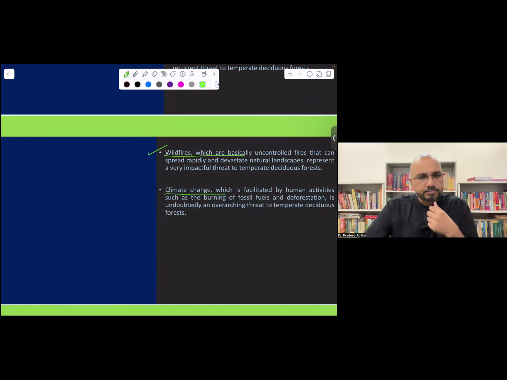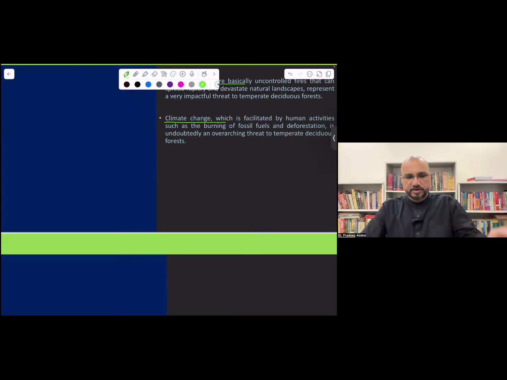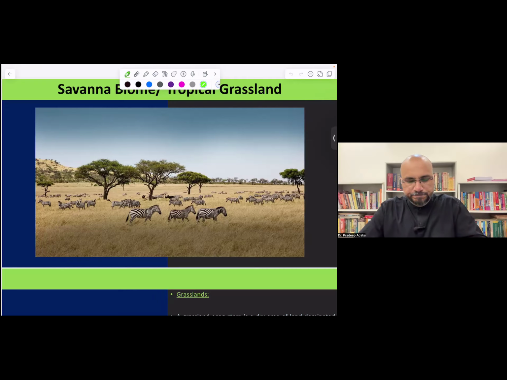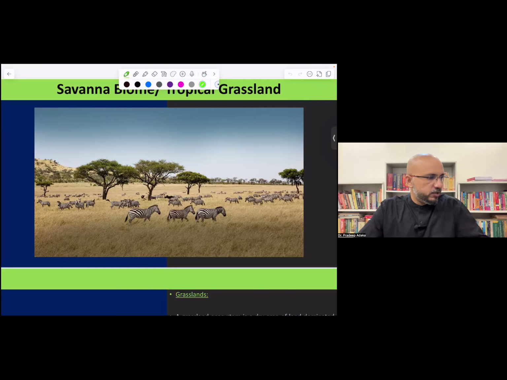Climate change, okay, climate change. So anthropogenic climate change, which is frustrated by human activities, burning fossil fuel, deforestation, that is another threat. So we have covered temperate deciduous forest. Now I intend to at least cover this particular biome, tropical grassland, at least this one in the class, in this particular session.